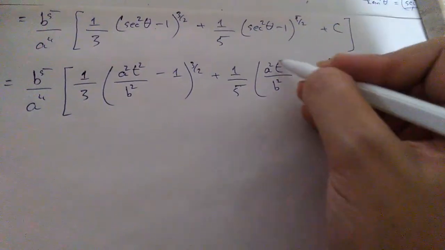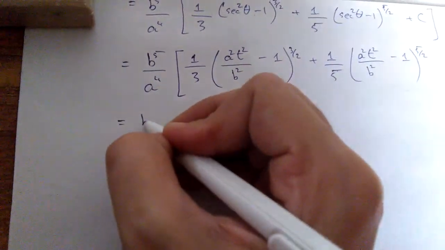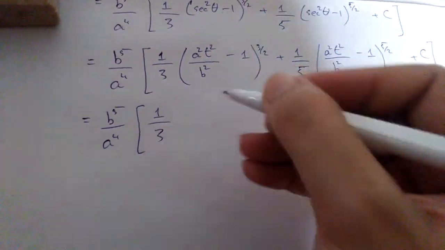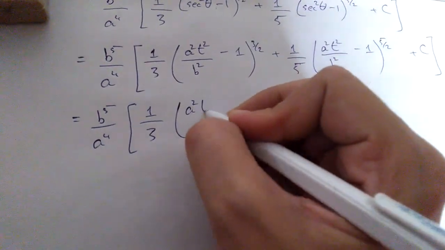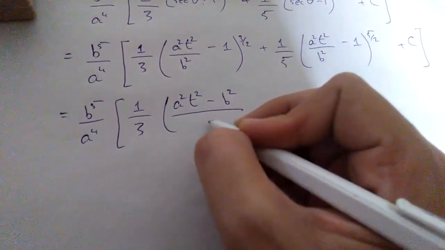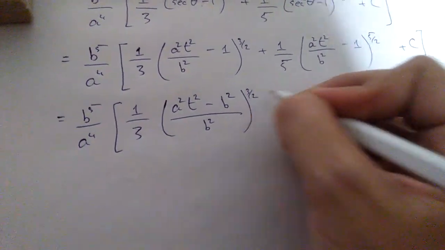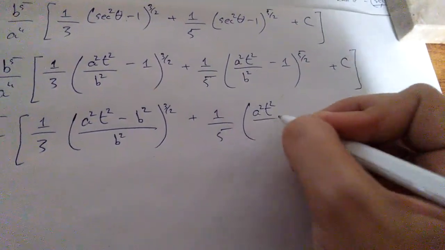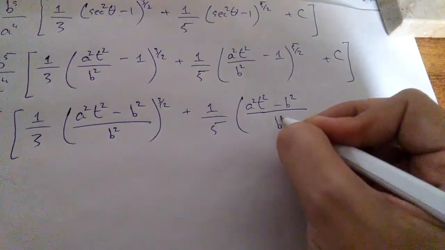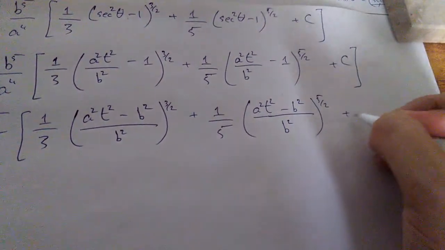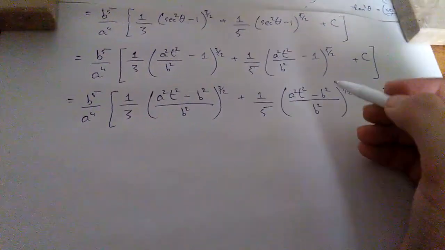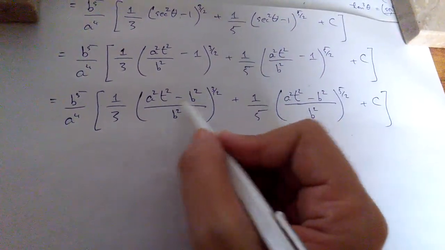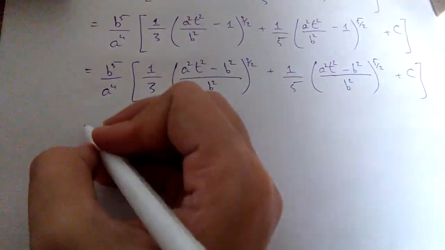That's it. Now we are going to do some LCM work. That's something quite preliminary; people are quite well aware of it. So it is going to be (a square t square minus b square) upon b square, power 3 by 2, plus 1 upon 5 times (a square t square minus b square) upon b square, power 5 by 2, plus some constant. Now you see this 5 by 2 is going to be applied on the numerator as well as on the denominator, and the same story is going to happen here as well.